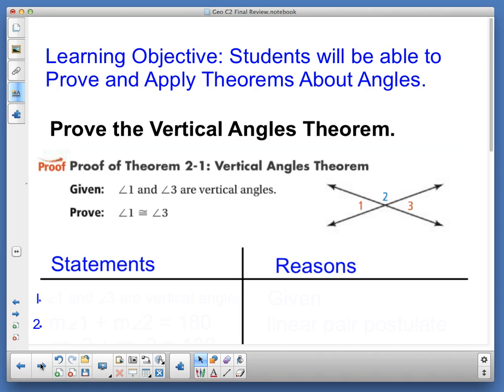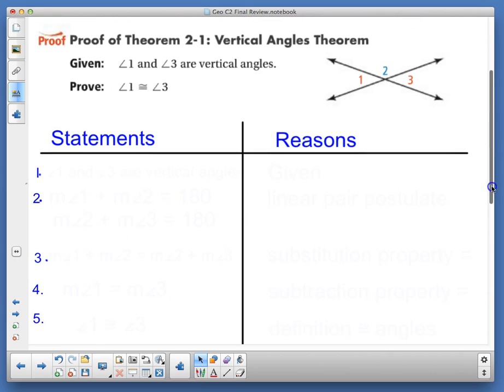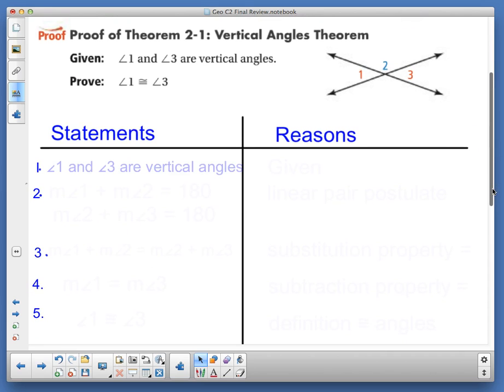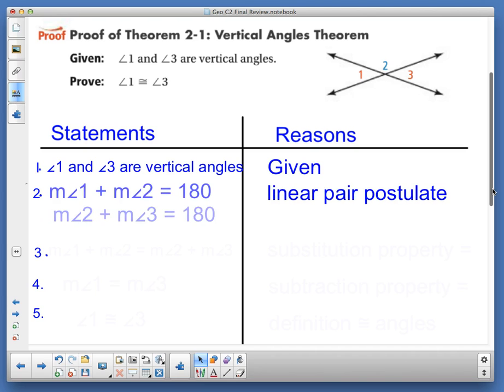I do know, however, based on the picture, that 1 and 2 are supplementary because they're a linear pair. I also know that 2 and 3 are supplementary because they're a linear pair, or better yet, I should say both of those add up to 180. So I've got my given, and I've got my linear pair stuff. And because of linear pairs, I know the measure of angle 1 and the measure of angle 2 are 180, and the measure of angle 2 and the measure of angle 3 are 180.